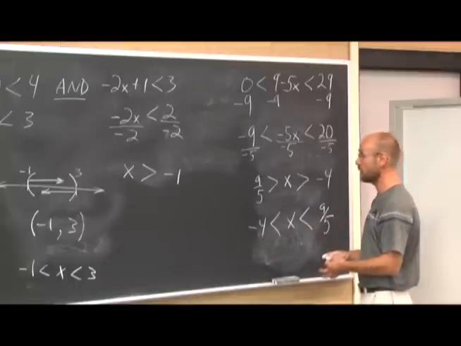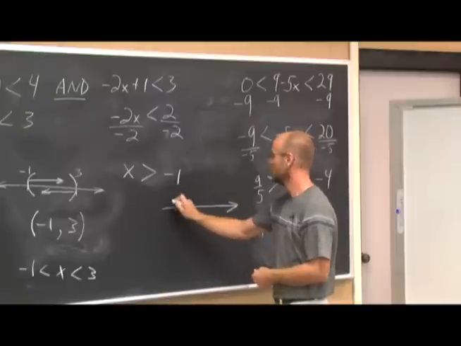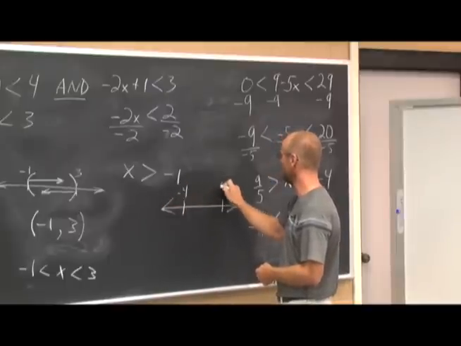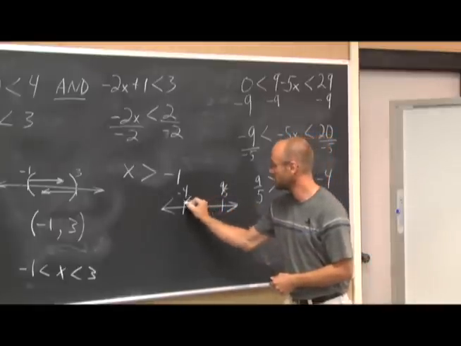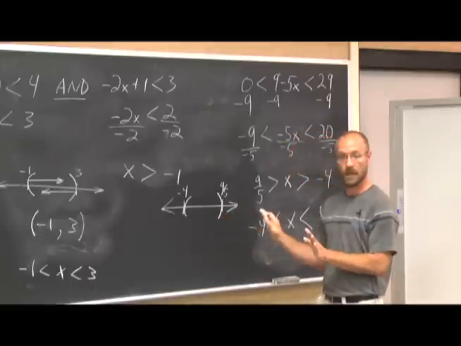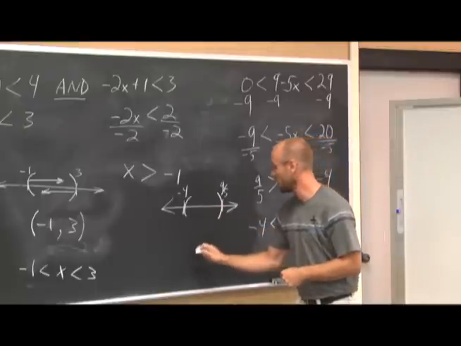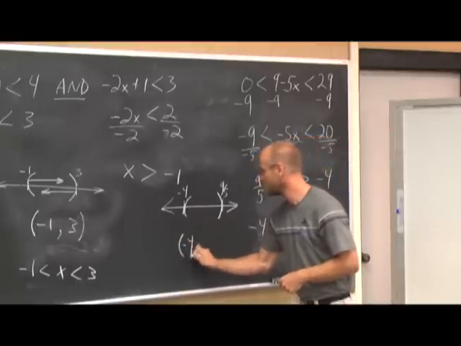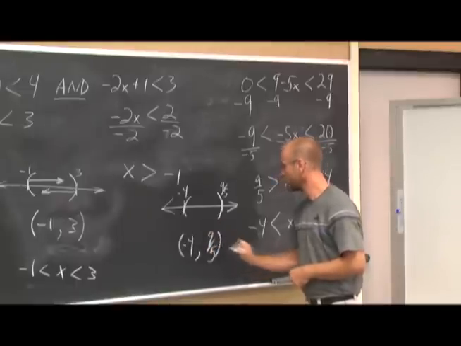Now, if I wanted to graph it, I could do that as well, and I'll graph it right here. If this is negative 4, somewhere over here is 9/5. And we know that because it's less than symbols, we're just not including the values. We're using parentheses. And we can write it in interval notation now that we have it graphed. A parenthesis at negative 4 and a parenthesis at 9/5.